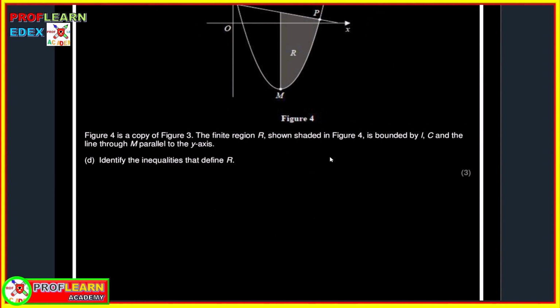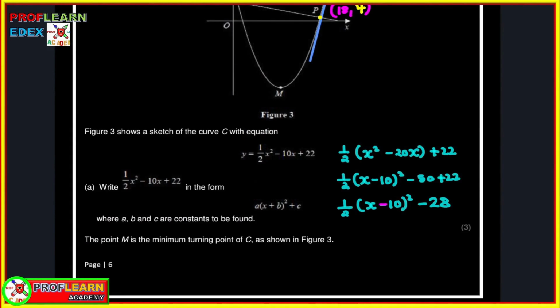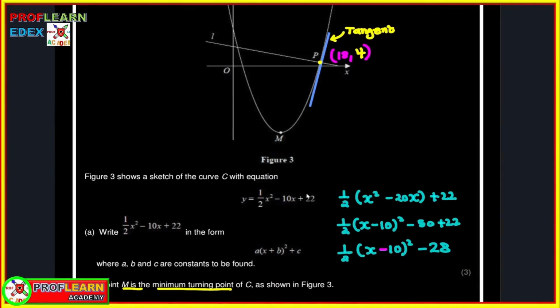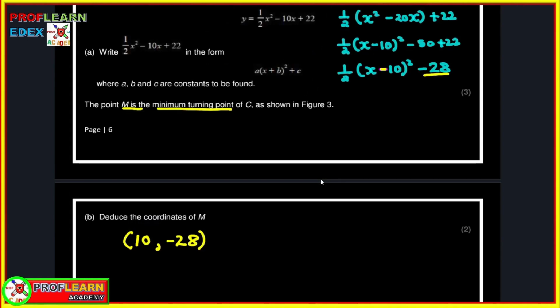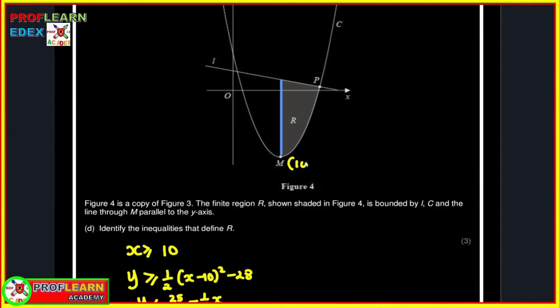Now let's look at how to identify the inequalities that define the region R. We did mention already that this coordinate is 10, negative 28. So the minimum point there is 10, negative 28.